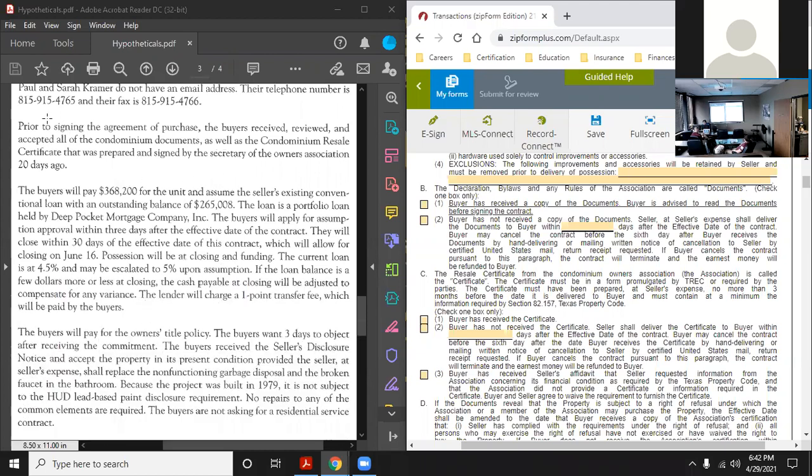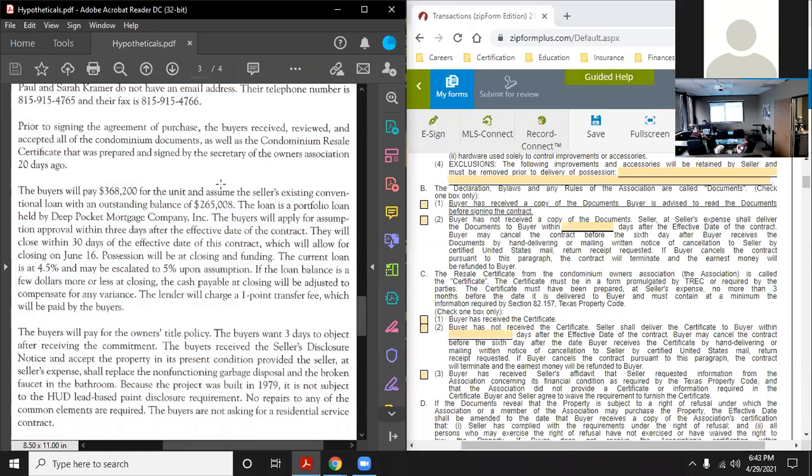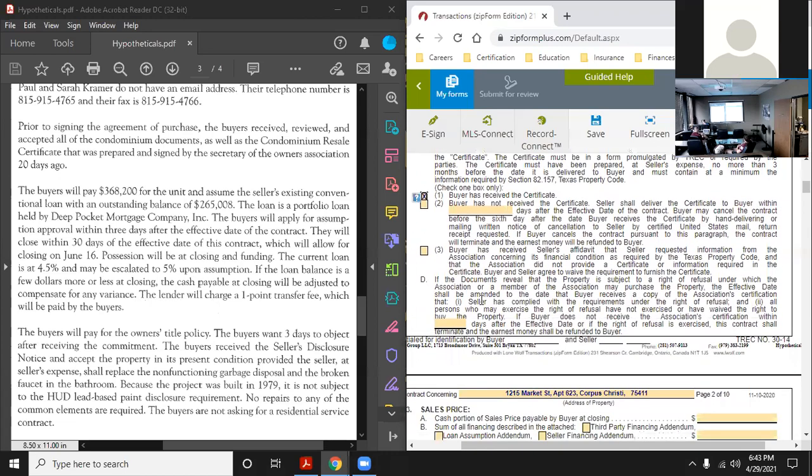Prior to signing the agreement of purchase, the buyers received, reviewed, and accepted all of the condominium documents, as well as a condominium resale certificate that was prepared and signed by the Secretary of the Owners Association. So, they have received a copy of the documents, and they have received the certificate. That makes this really easy. If they have not received copies of the documents, you basically put in how many days they need to receive them. Same with the condominium resale certificate.